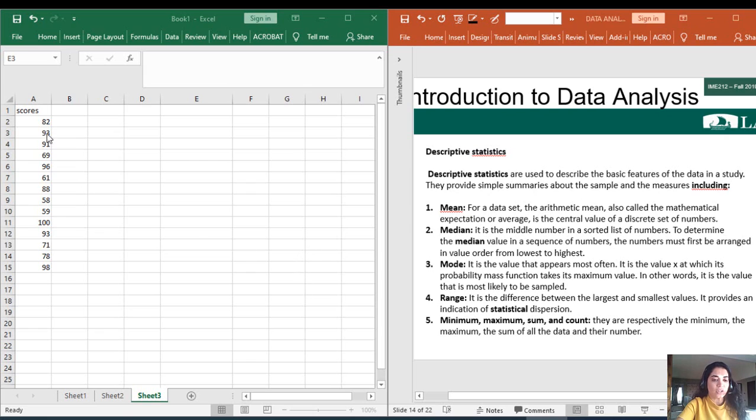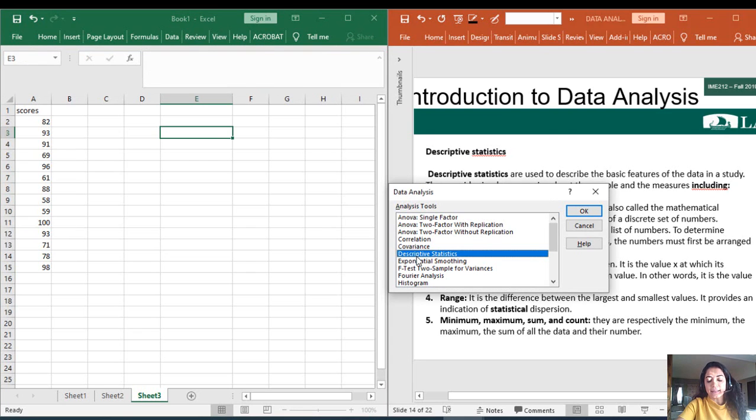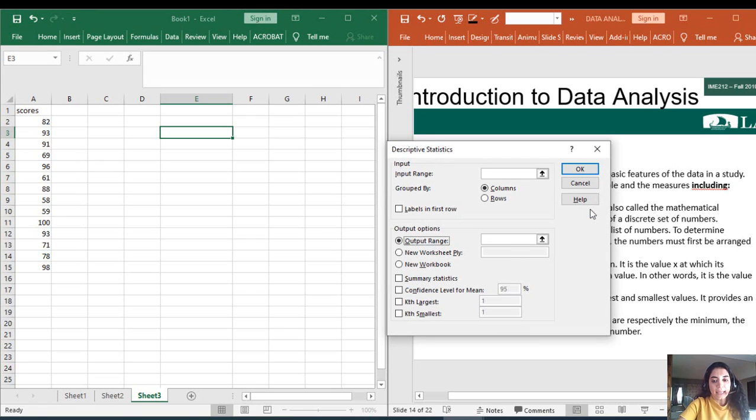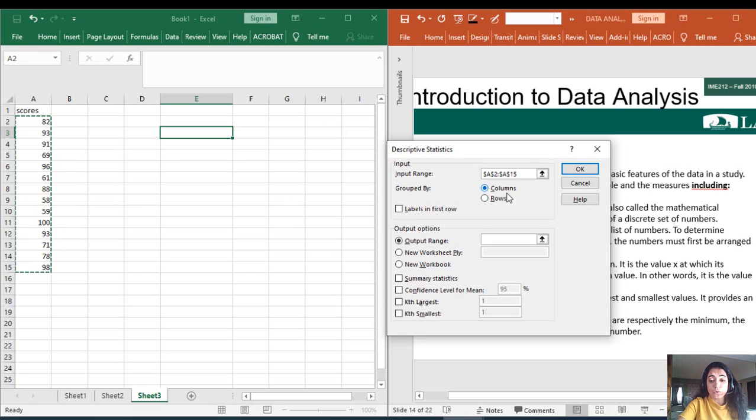So here I have some scores of a certain number of students on a certain course and I need to find their descriptive analysis. So I'm going to select Data and then go to Data Analysis, and in Data Analysis I have to select Descriptive Statistics here. I'm going to click on OK, and then for my input range, these are my input range. They are grouped in columns, and you can of course keep the scores and then click on Labels in the first row.